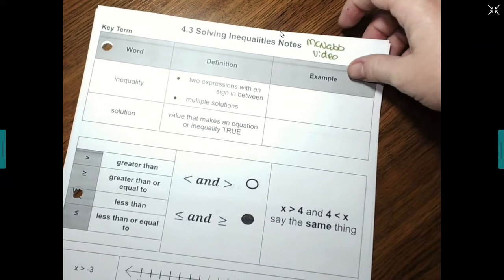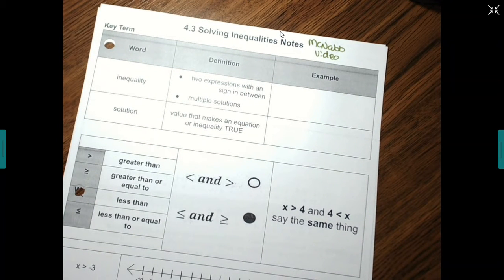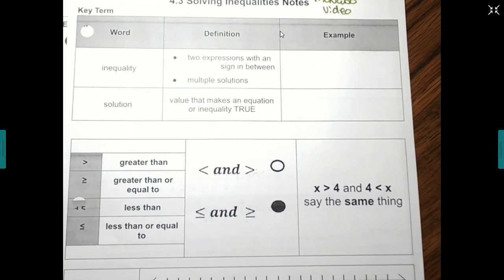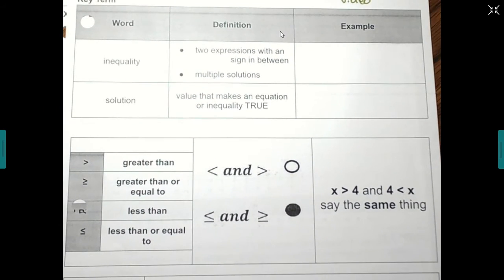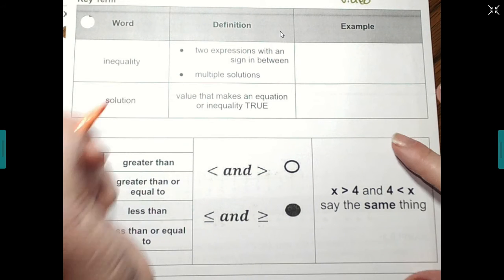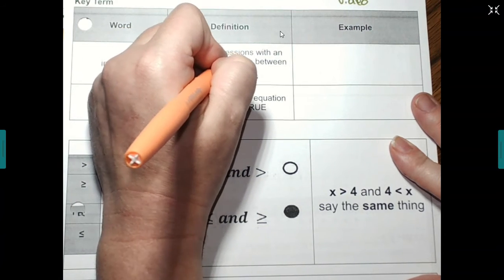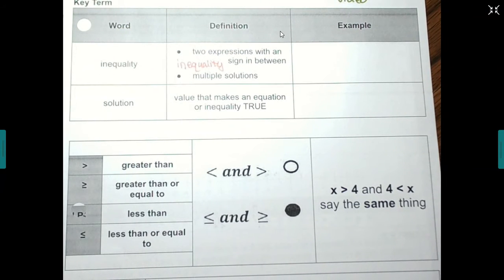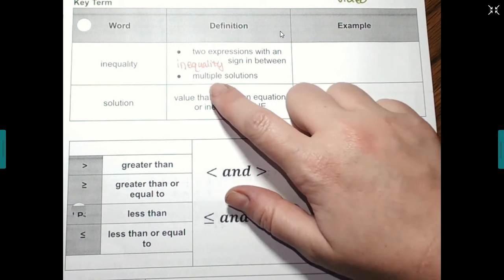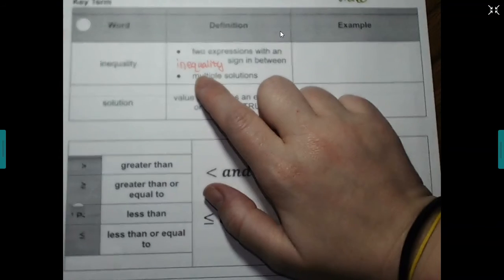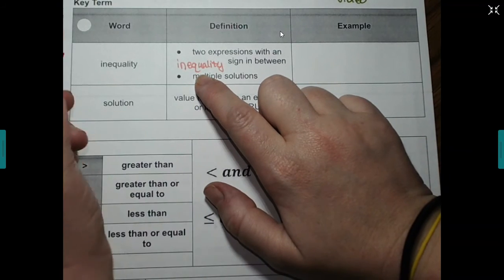Okay. So, first off, let's talk about what is an inequality. Go ahead and zoom in for you guys here. An inequality is two expressions with an inequality sign in between them. Now, it's similar to an expression or an equation. We're used to equations that actually have equal signs in between them in the middle. An inequality is similar in structure. It looks similar, except it's going to have an inequality sign.